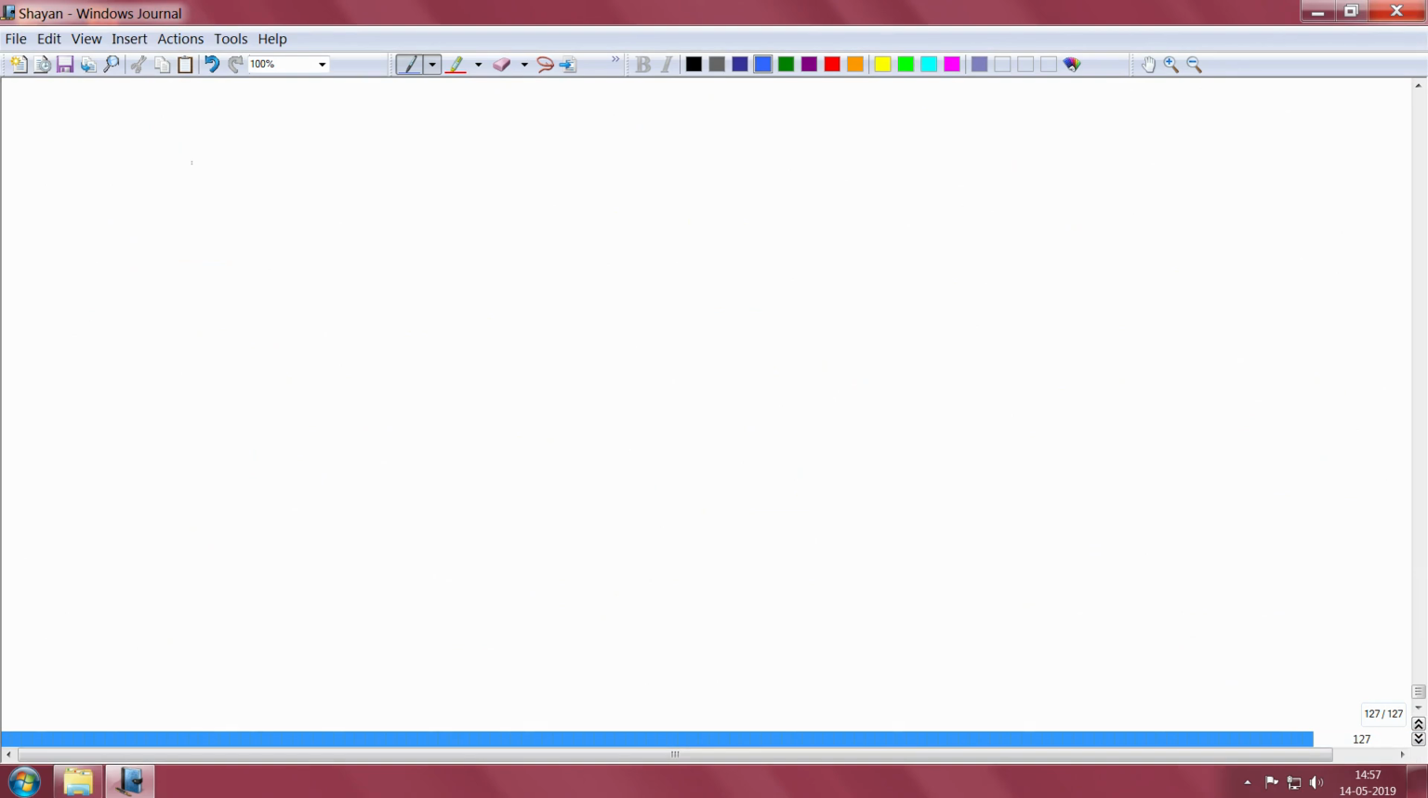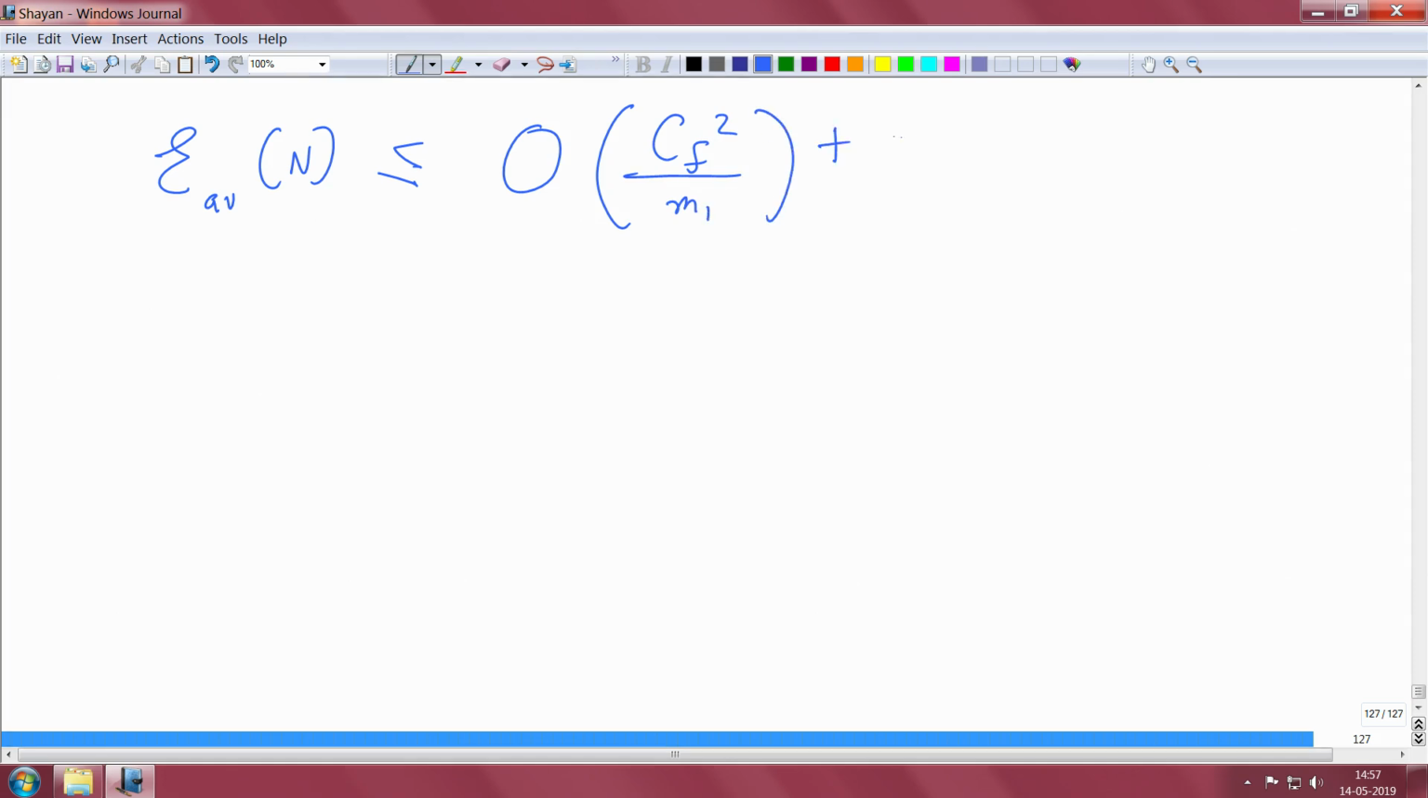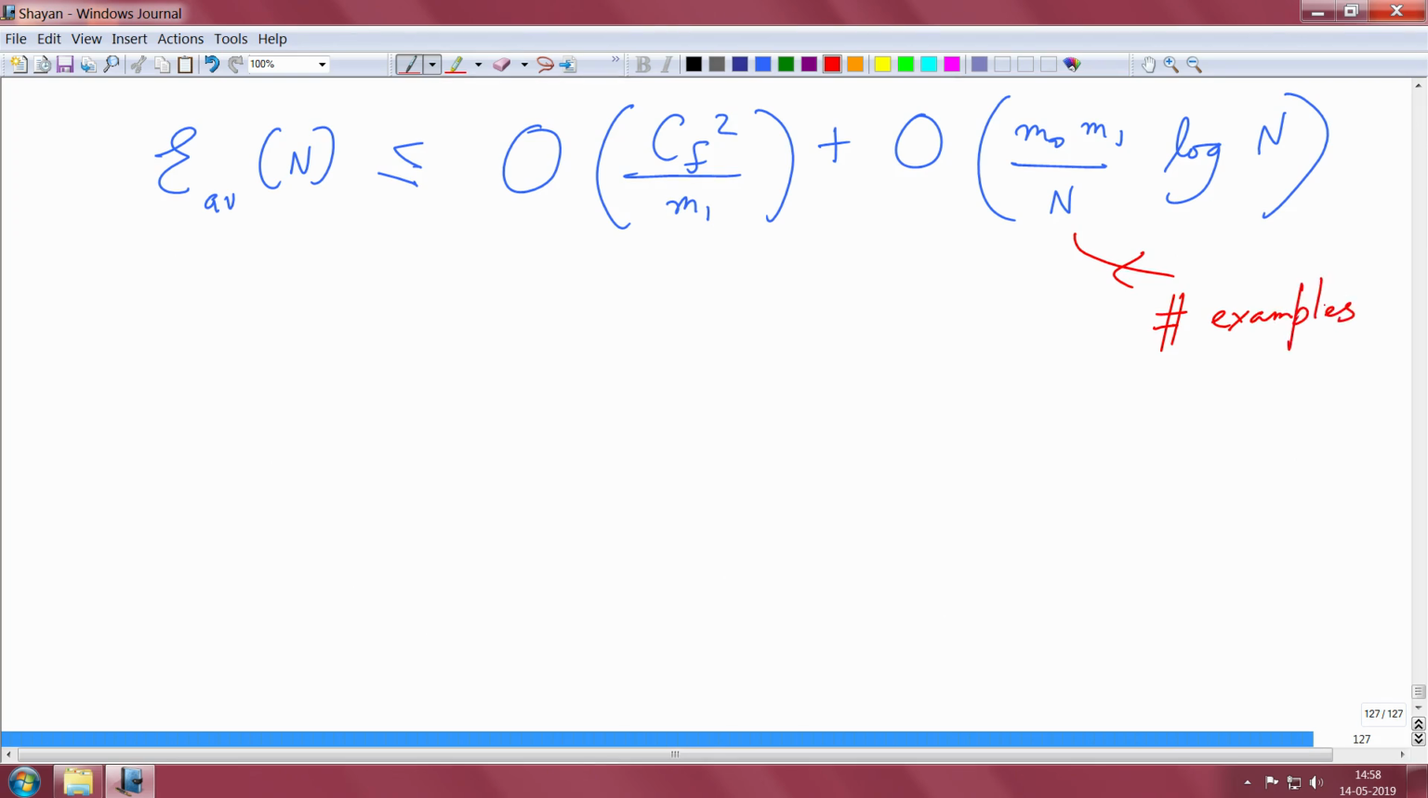So, if we further simplify, which is what Barron did in his paper, this quantity is of the order Cf squared upon m1, plus order of m naught m1 upon capital N log N. So, N is the number of examples or data points, m1 is the size of hidden neurons, and m naught is our input space, which is where the data points reside, right.